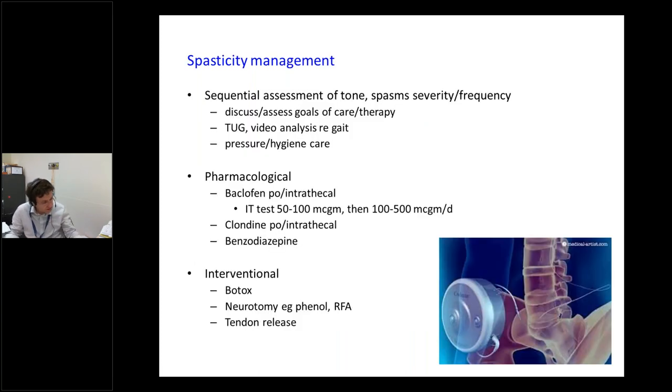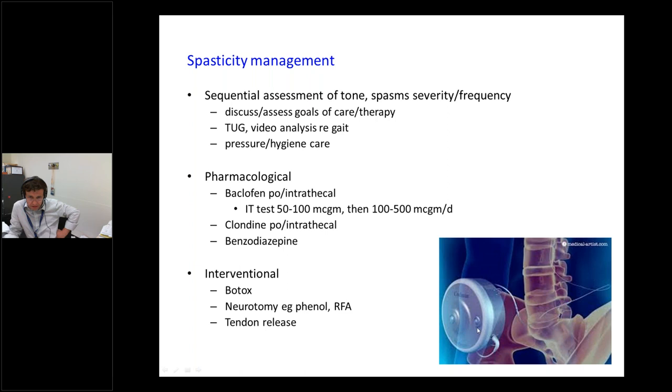I want to talk now about two things that you'll come across. Spasticity management, unless there's any more. Nicola, are there any more questions at the moment? No more questions at the moment. Thanks. Okay. So spasticity management, I'll talk about briefly and then talk about cannabis.